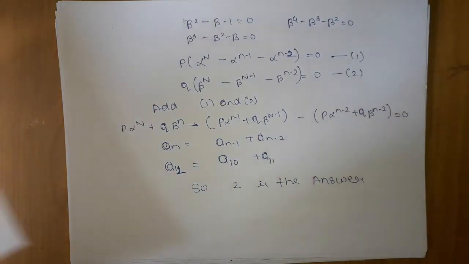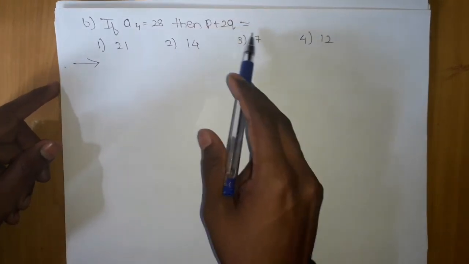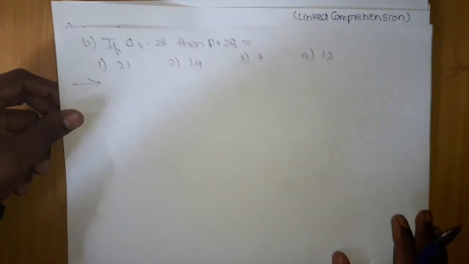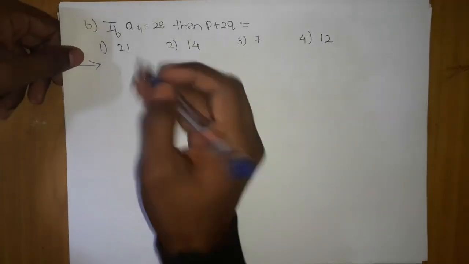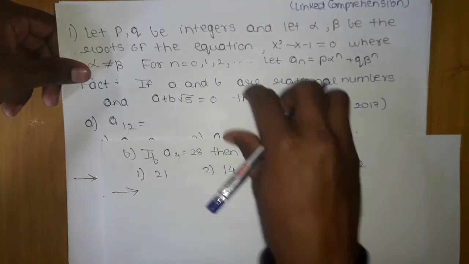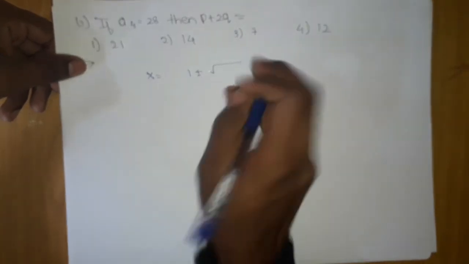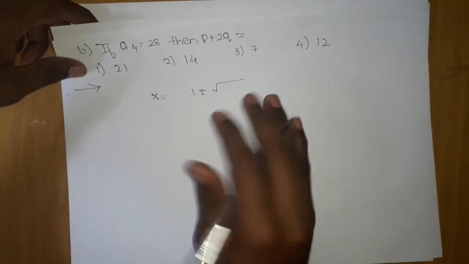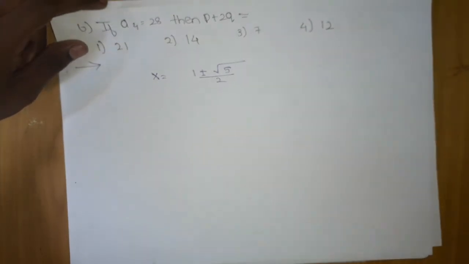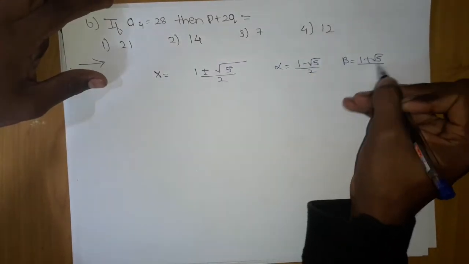Now the second question from this comprehension is as follows. The second question is, if a4 is 28, then p plus 2q is equal to what? Now they are telling us to find this value. We can find alpha and beta because we know the equation. So let's try to find alpha and beta. So x is 1 plus minus root of 1 square minus 4 into minus 1, that is root 5, upon 2. We got this value. Now let alpha be the one with plus, I don't know, I'm just taking it as alpha and the other as beta. I don't have any idea.